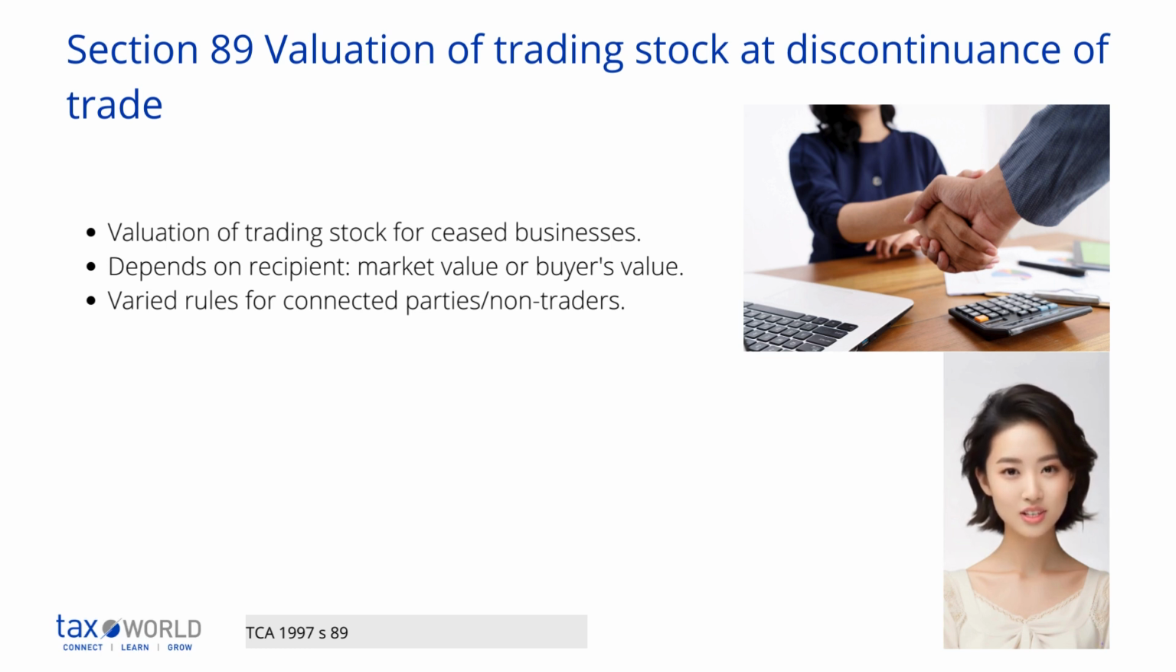Today I'd like to talk to you about Section 89 of the Taxes Consolidation Act 1997. Section 89 deals with the valuation of trading stock when a business ceases its operations. Trading stock includes items typically sold by a business, as well as work in progress and raw materials used in manufacturing. When a business stops trading and sells or transfers its stock to another trader, the value of the stock must be assessed based on certain rules.